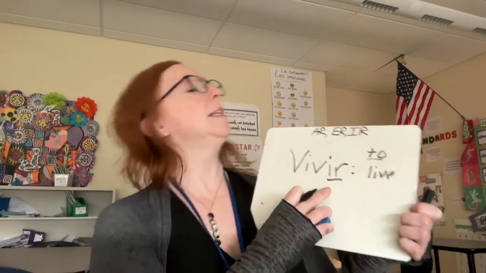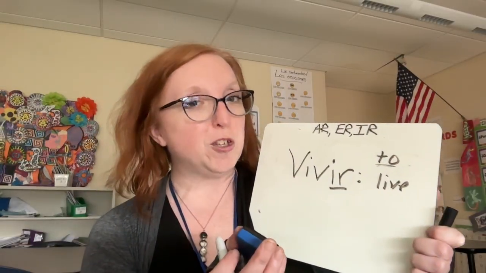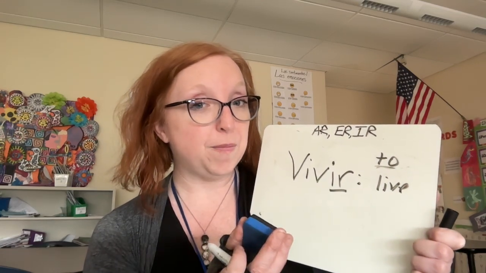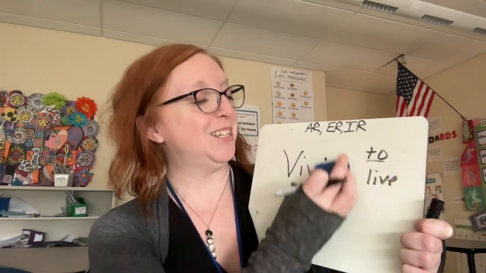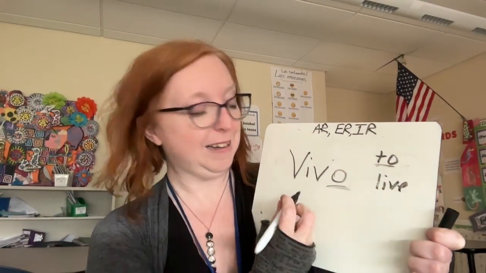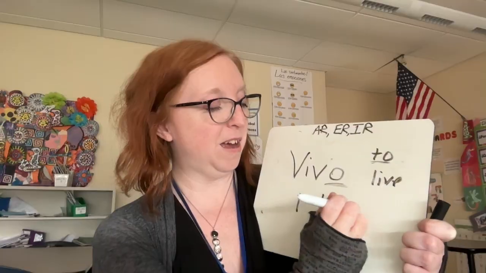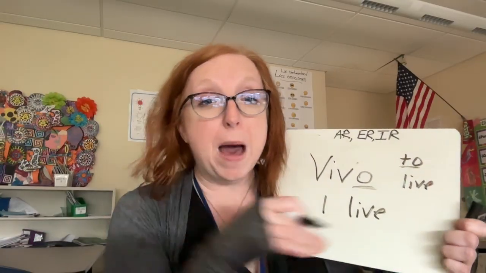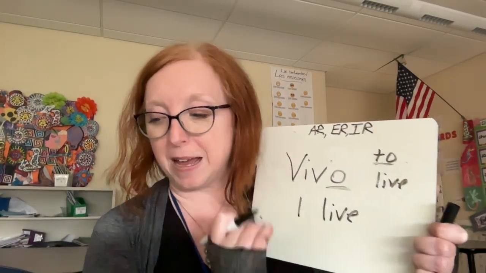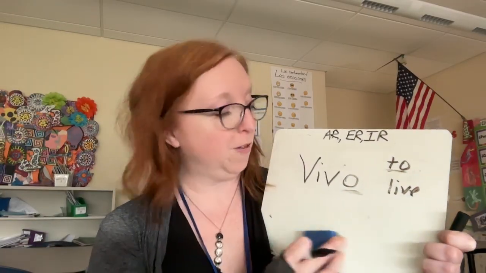So vivir is an IR verb. What do you think I do for yo? Yo, which is I. I live. If I want to make this I live, that's right, I chop off the IR. I put an O there, and it is I live. Vivo. Vivo aquí. I live here. Vivo en mi casa. Vivo, I live in my house. I live here. All of those things are I live.